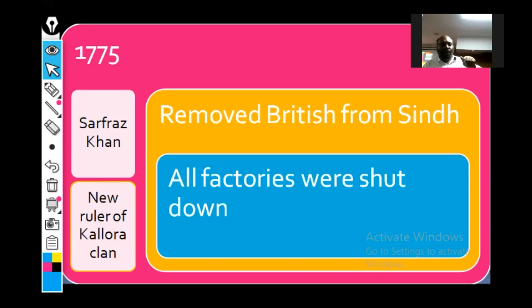When factories were shut down, do you think the British will take it lightly? The British also planned a counter, because during this time they wanted more and more territory, and for that they wanted to play politics. After 1760, after the Battle of Trichinopoly, they became very aggressive, and after the defeat of the French in 1760, they became very ferocious and wanted to win every battle. So they also planned a counter strategy.